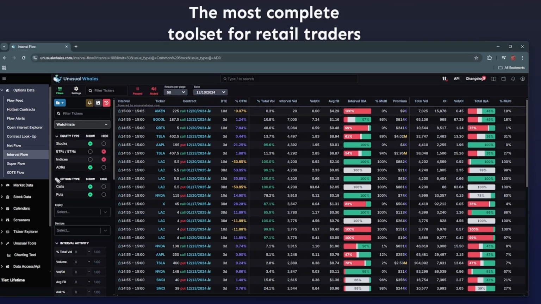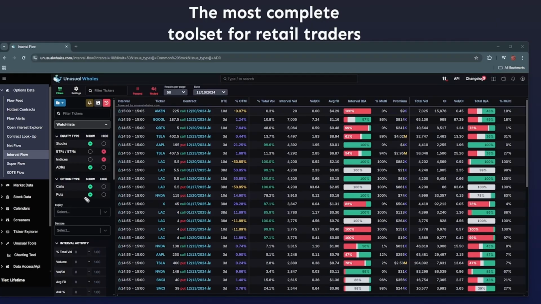For the option type, I'm going to keep both calls and puts on. We want to see both types of contract because this filter isn't for an overall directional bias. We're looking for individual names and contracts here. For your own custom filters that you might build down the road, you can adjust any of these criteria to your liking. But for this one, we're not concerned about directional bias. We want all of it.